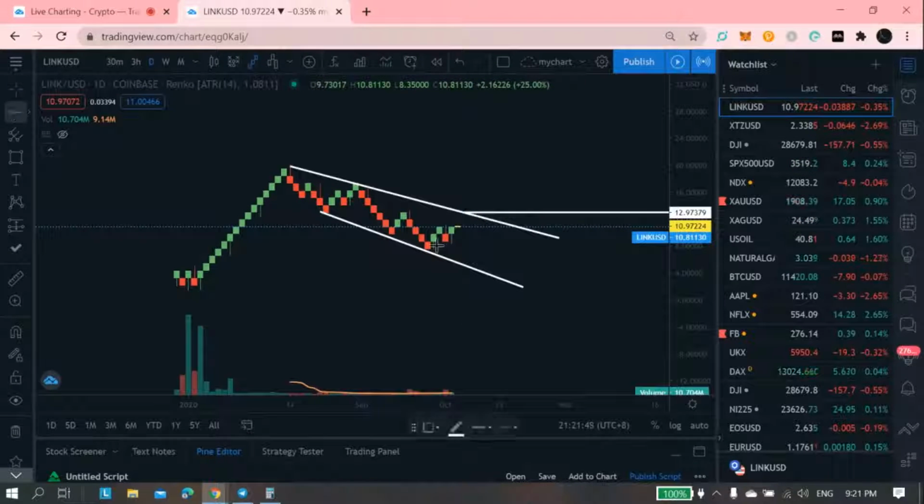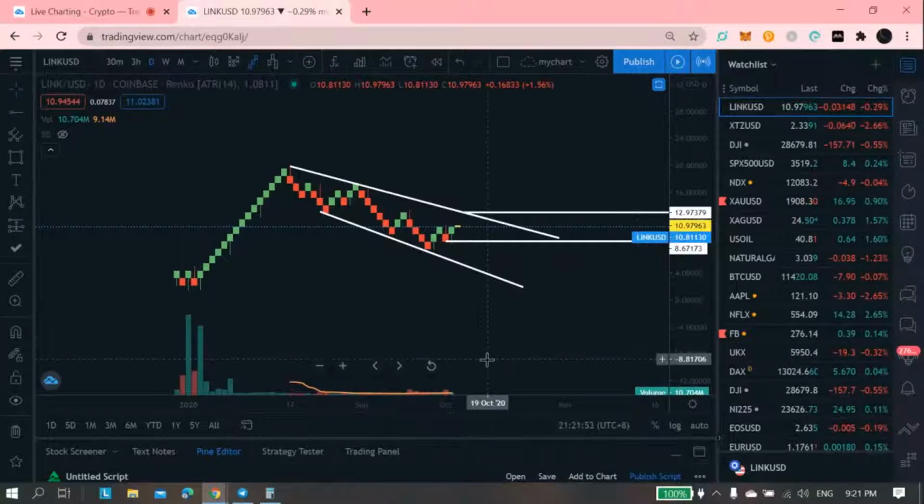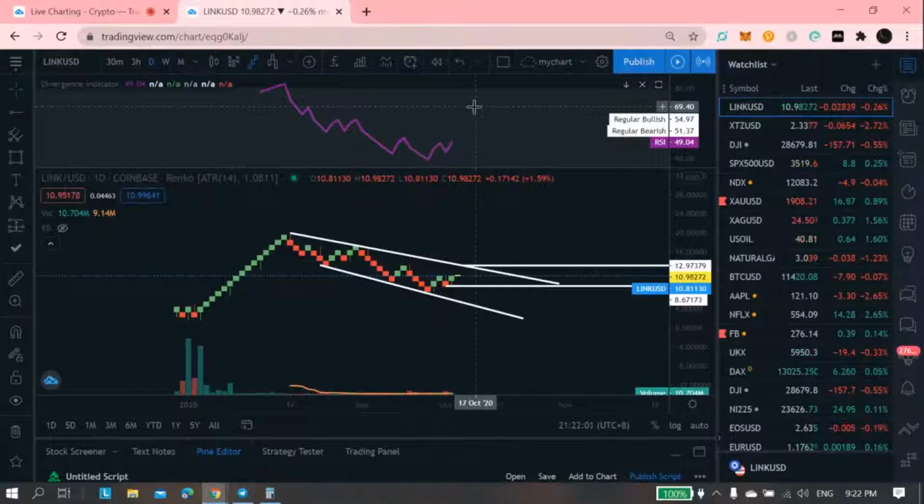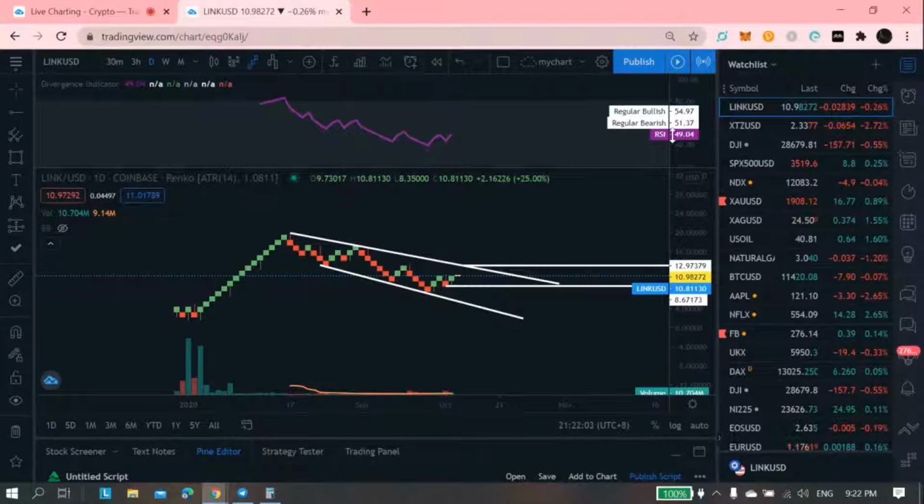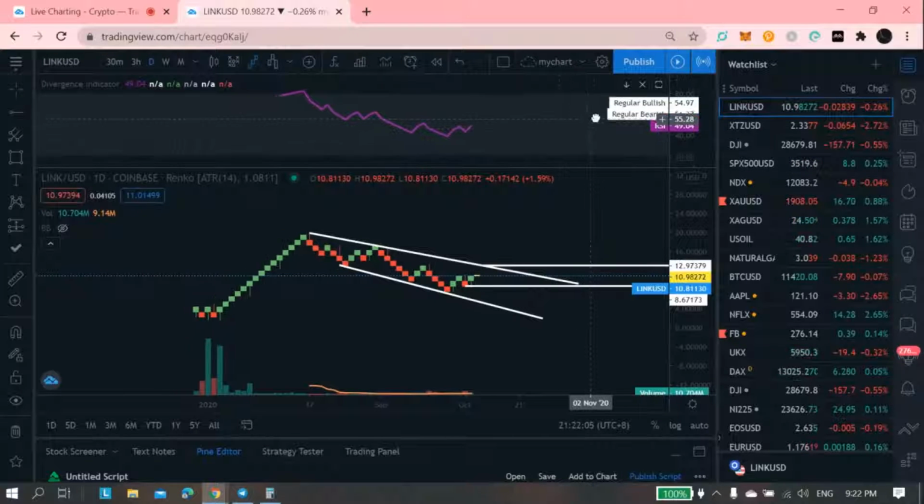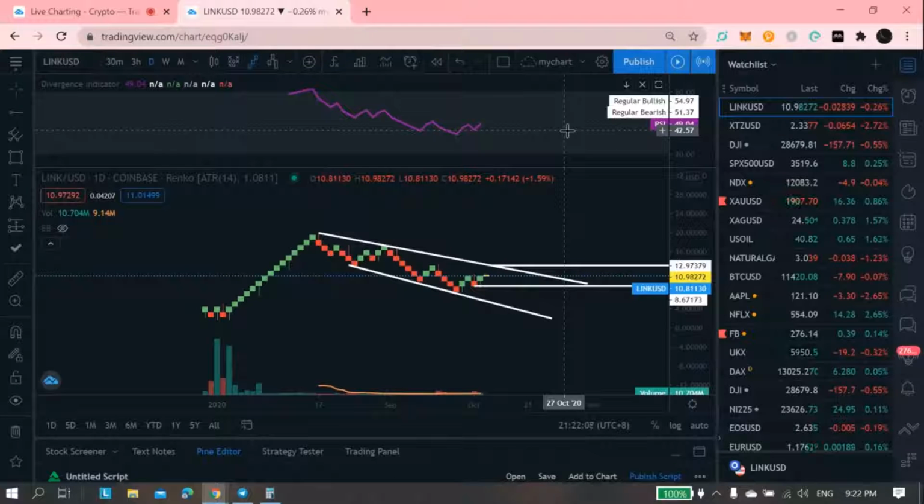Anyway, the support I'm looking at is here, around $8.67. Actually, if you look at the divergence indicator, when I'm using an indicator, mostly it's just one, RSI or a divergence indicator. Sometimes I also use the Bollinger Band, but of course most of the time the chart speaks for itself.